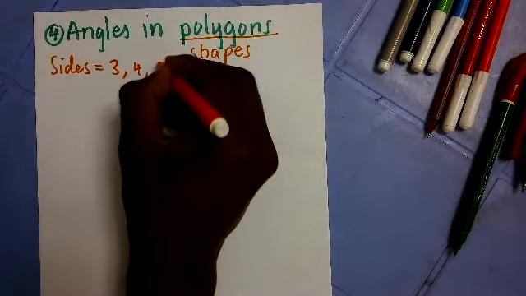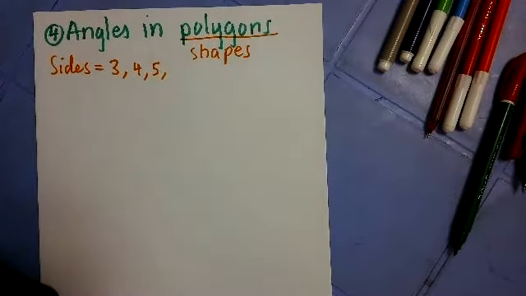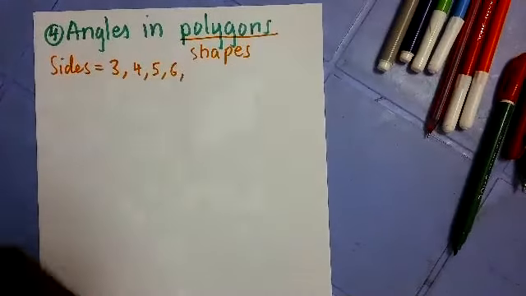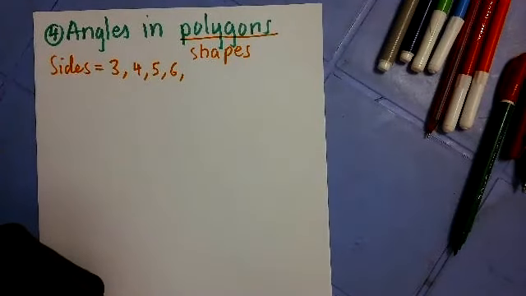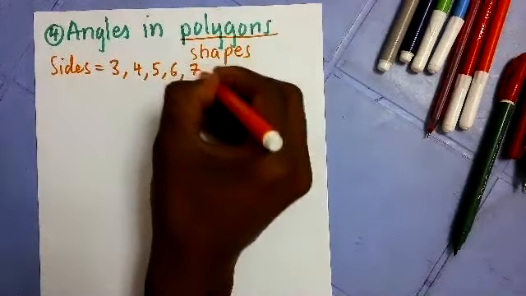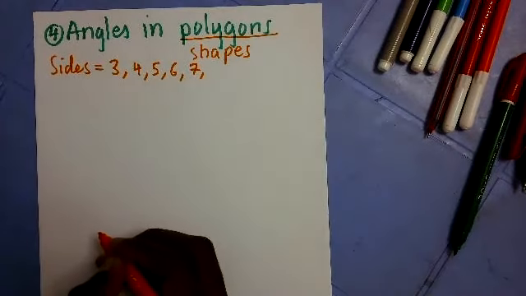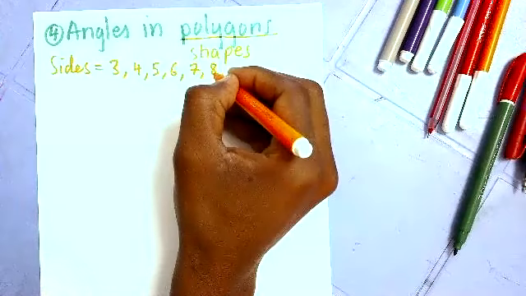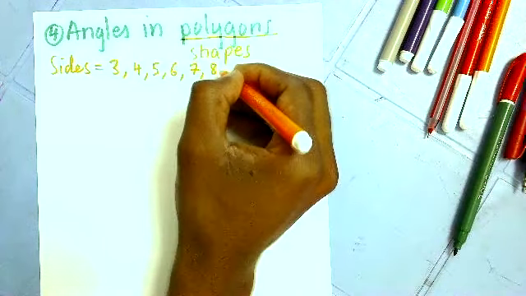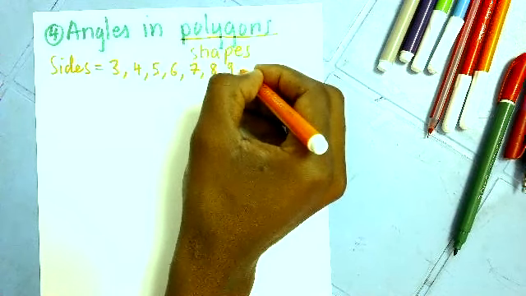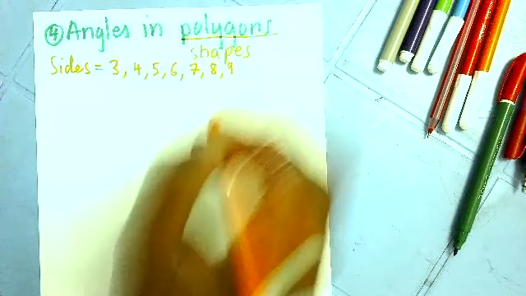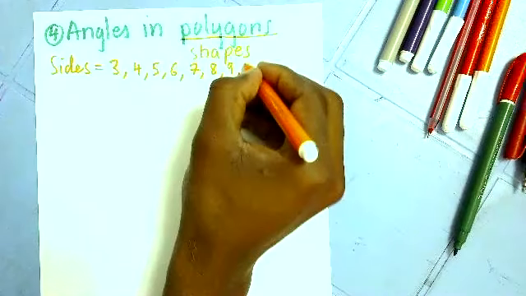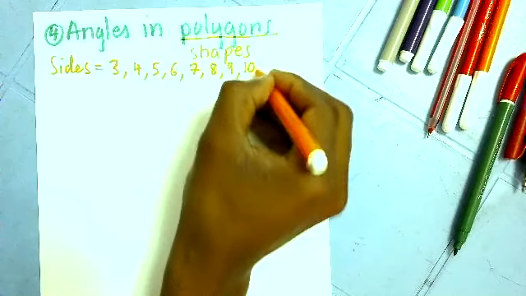Quadrilaterals. Then we have shapes with 5 sides, they are known as pentagons. Then we have shapes with 6 sides, they are known as hexagons. We have shapes with 7 sides, they are known as heptagons. We have shapes with 8 sides, they are known as octagons. Shapes with 9 sides, they are known as nonagons. And 10 sides is a decagon.